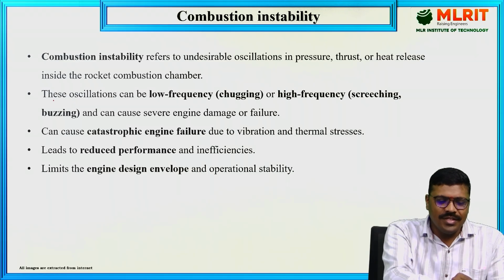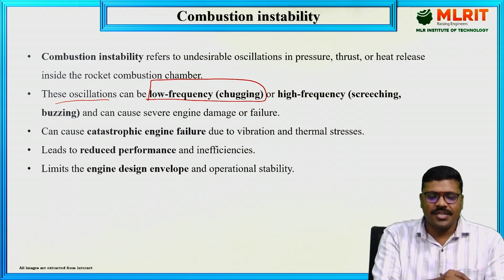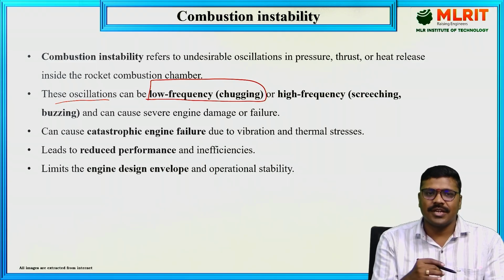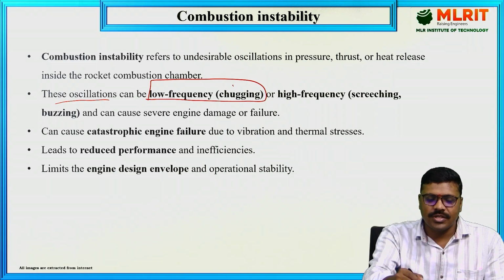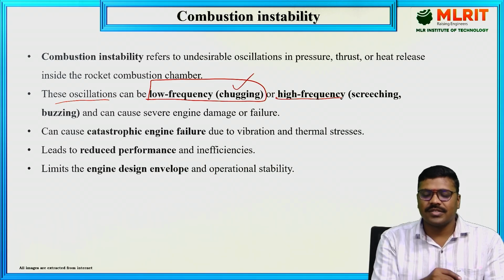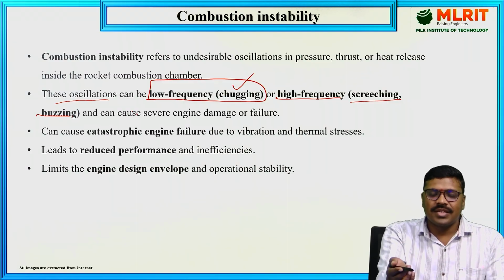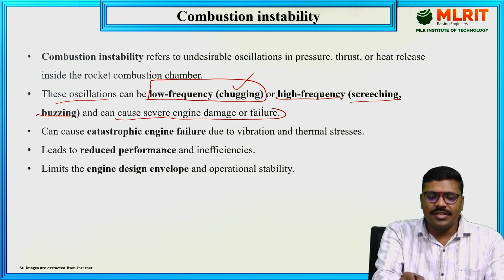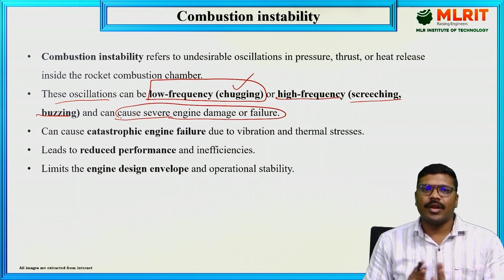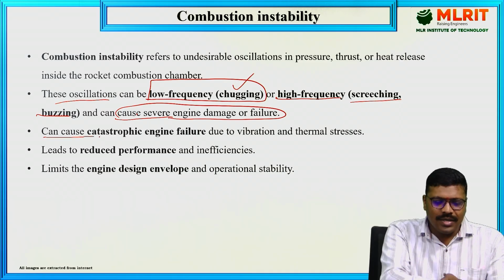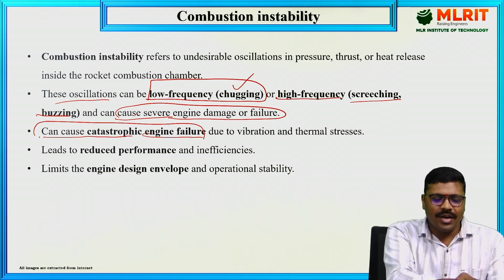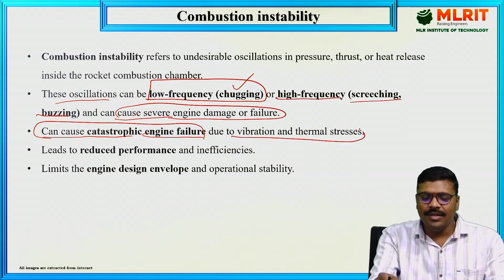These pressure or thrust oscillations can be low frequency oscillations, which is called chugging, or high frequency oscillations, which is called screeching or buzzing. These fluctuations in pressure and thrust can cause severe engine damage or sometimes complete failure of the engine, with severe damage to the structure of engine components. It can cause catastrophic engine failure due to vibration and thermal stresses.